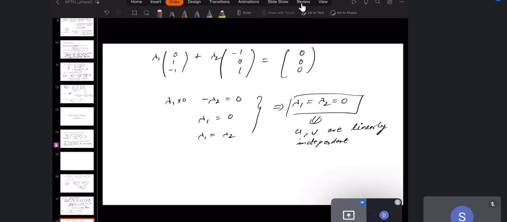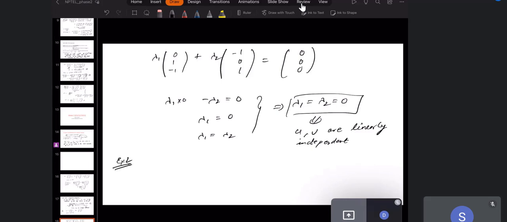In any question, if you have to find whether vectors are linearly independent, you just have to find the scalars, and if they are 0, then you can say that they are linearly independent. If they are not 0, and you get some equation which is not trivial, then you can say that they are linearly dependent. So let us have another example.